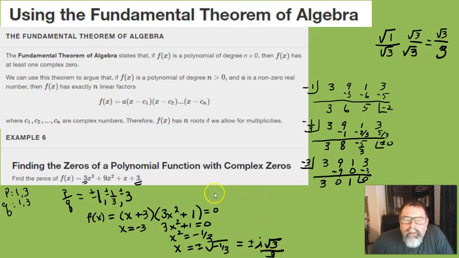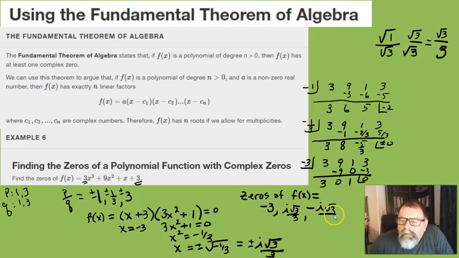Okay, so my zeros of this polynomial, you can say f or f of x. I prefer to say just f, but the book does f of x. Same thing, kind of. Negative 3, comma, i square root of 3 over 3, and negative i square root of 3 over 3. And notice these are what we call complex conjugates of each other.